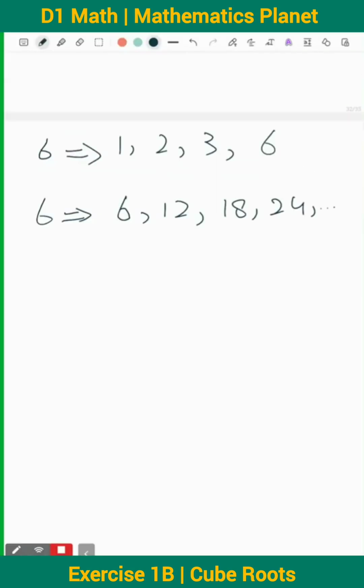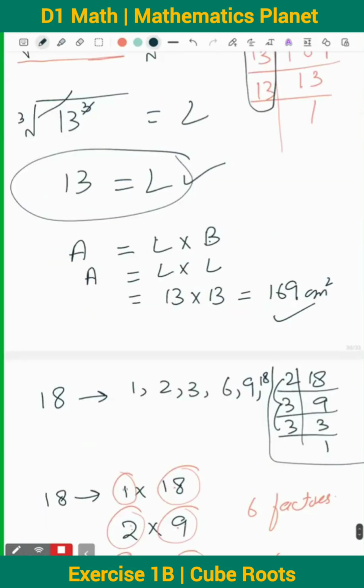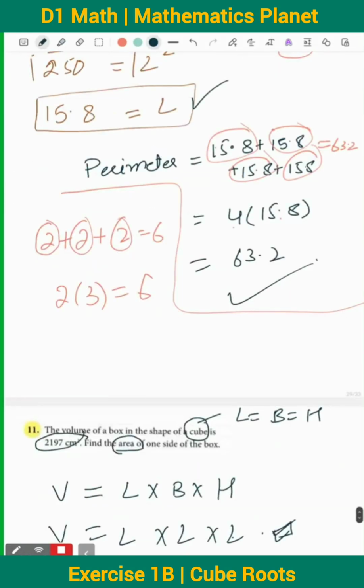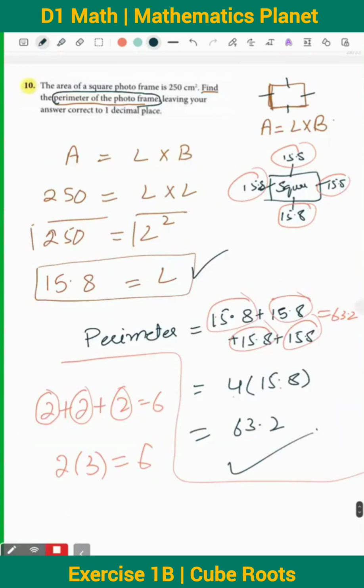Okay, let me explain again. Now coming to the perimeter question again. Yes, this is a perimeter question. Okay, what is happening in this question? What is the problem this question is making for us?